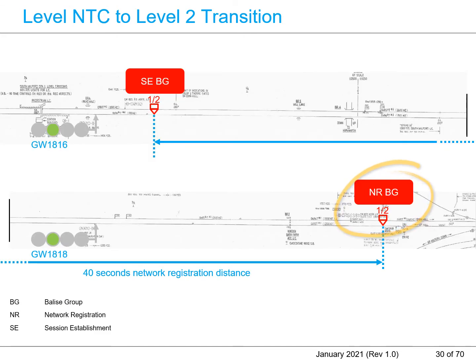The location of the Network Registration Balise Group, NRBG, is relative to the Session Establishment Balise Group, SEBG, with the distance to allow 40 seconds GSM-R network registration process. There will be only one NRBG for this layout, because there are no converging tracks between the NRBG and the SEBG.